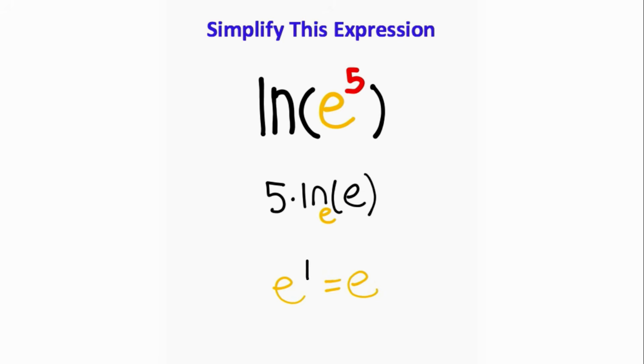That's just going to be 1, because e raised to the 1 power is going to give you e. And the natural log of e, whenever you see this, this entire thing is just going to become 1. So we're going to end up with 5 times 1, which is just 5. So simplifying this expression, we end up with 5.